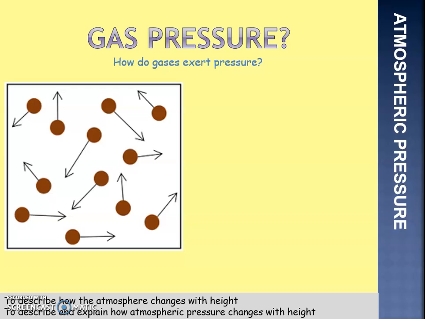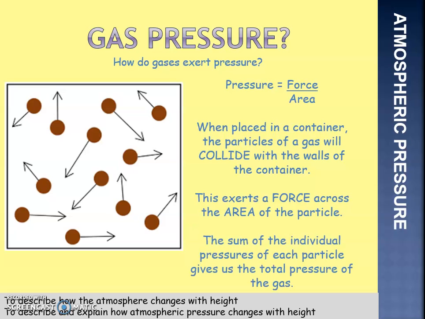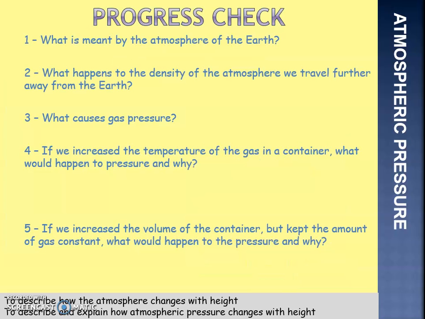Well, if we look at that diagram there, we can see the particles in the gas within a container. Pressure is equal to force divided by area. When placed in the container, the particles of a gas which are able to move around will collide with the walls of the container. This exerts a force across the area. So every time a particle hits the walls of the container, pressure is exerted. The sum of the individual pressures of each particle, we add those together, and that gives us the total pressure of the gas within that container.